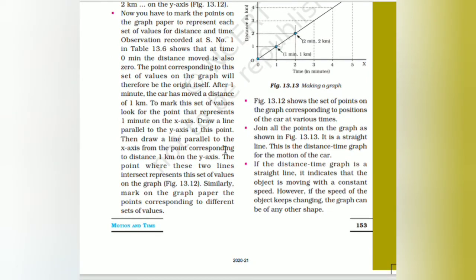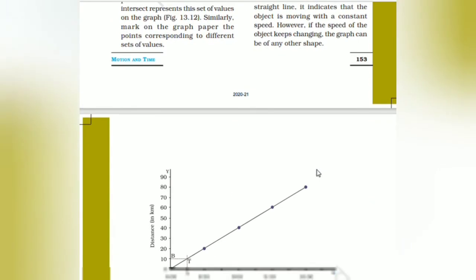Draw a line perpendicular to the x-axis and a line corresponding to 1 kilometer on the y-axis. The point where these two lines intersect is the point for that set of values on the graph. Making a graph means joining all the points on the graph. It is a straight line, the distance time graph for the motion of the car.